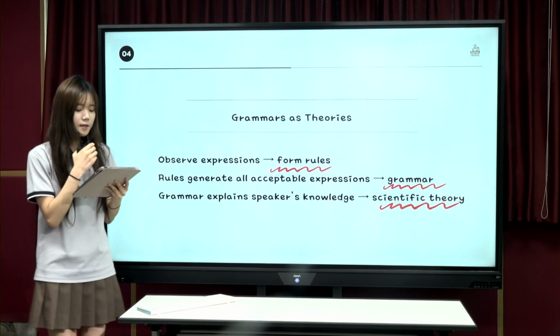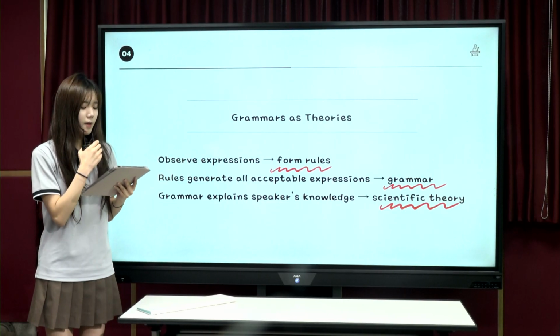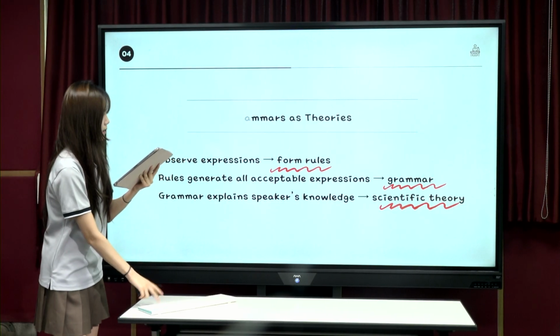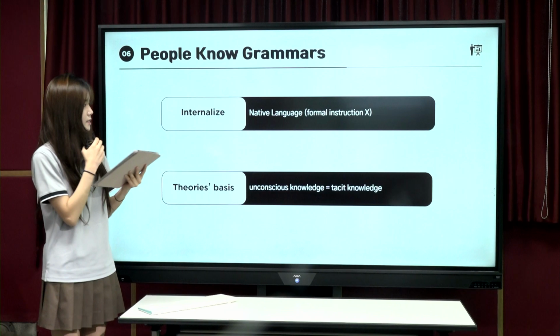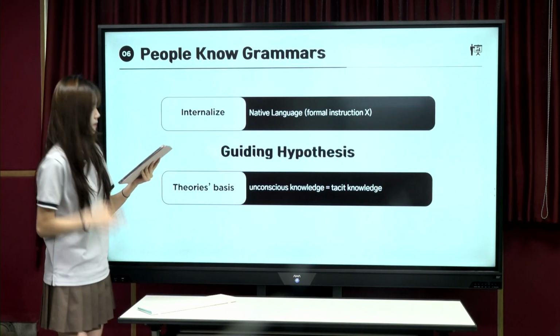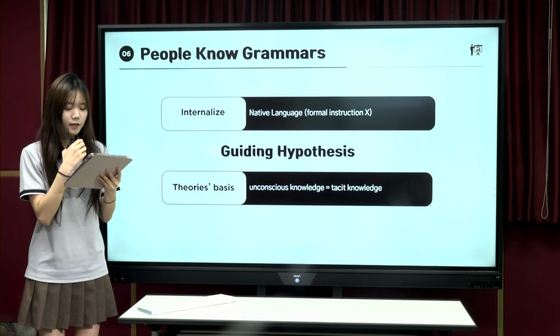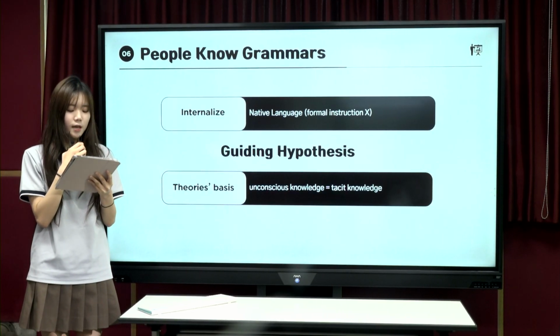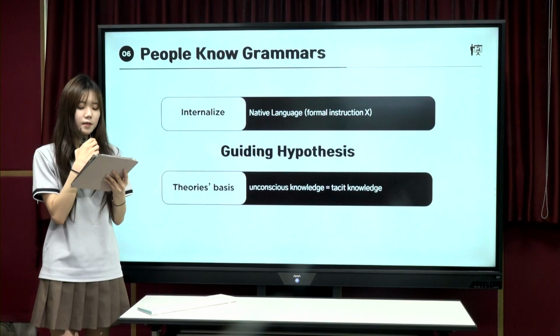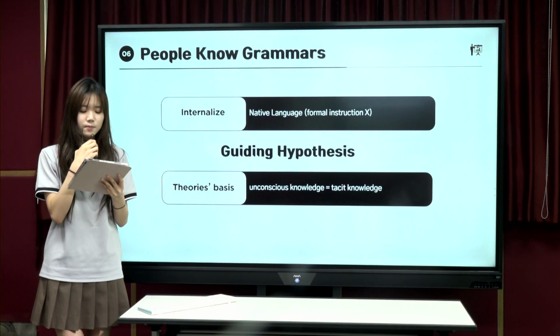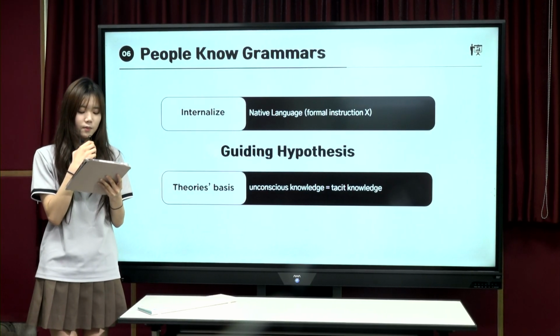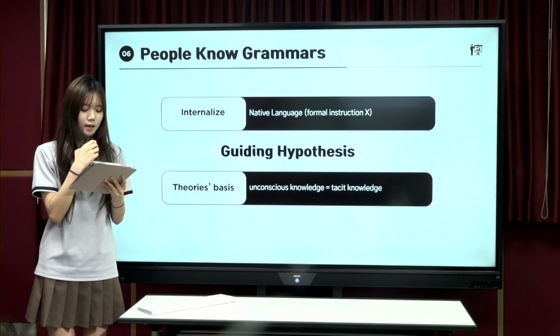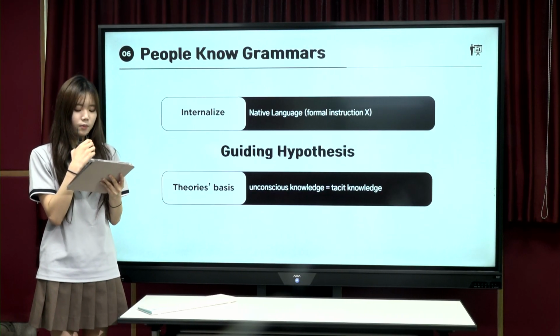But where does this theory come from? It begins with a guiding hypothesis that people internalize a grammar, a set of rules, when they acquire their native language. It comes from us, from the grammar we naturally know as native speakers. We internalize grammar without being taught. It's tacit knowledge and hidden like a black box.